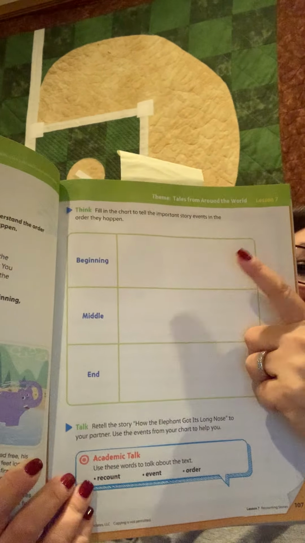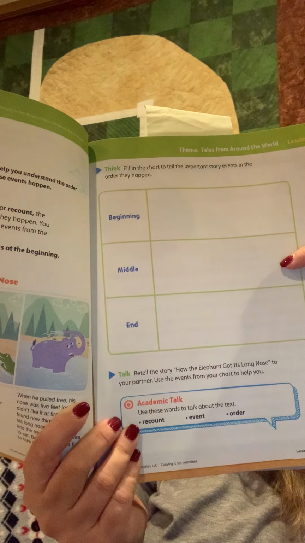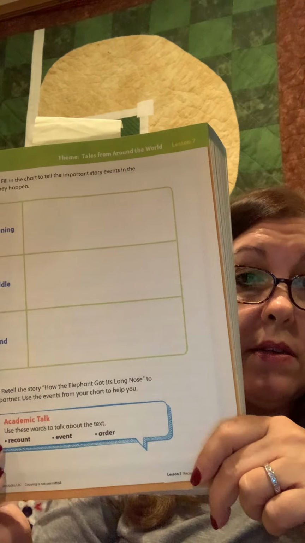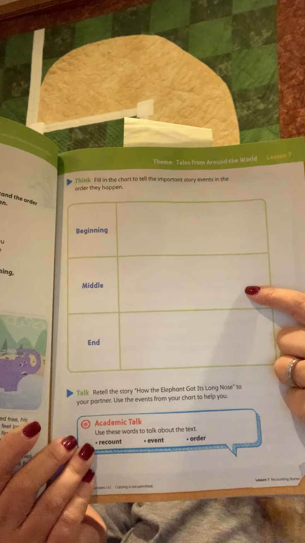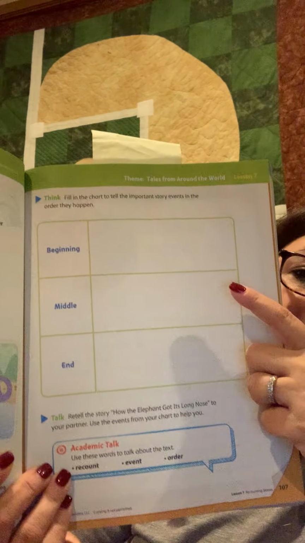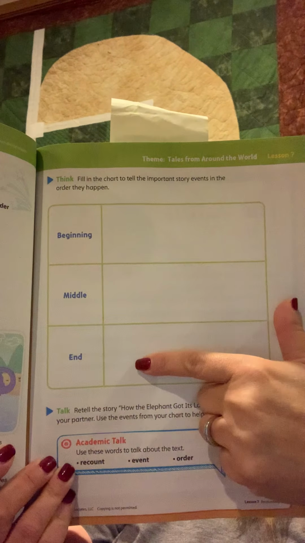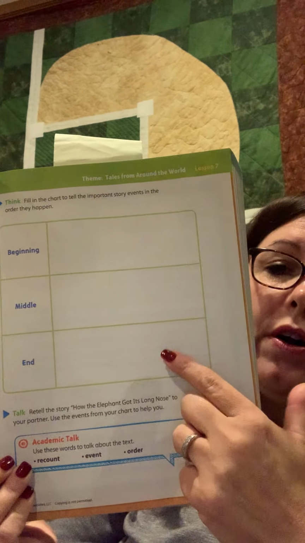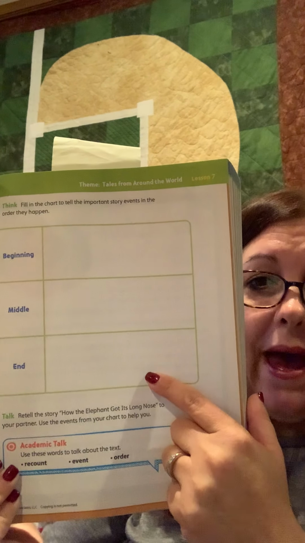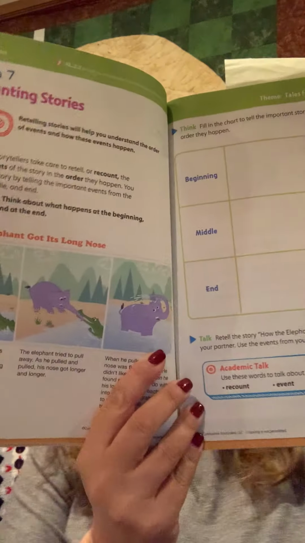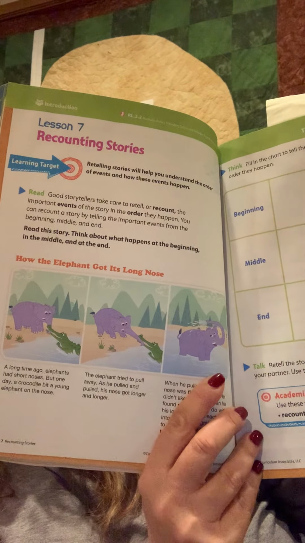One of the things you may have put for the beginning was that the crocodile bit the elephant's nose. Then what happened in the middle of the story? The elephant pulled away, his nose got longer, and then in the end, he could do new things with his long nose, like take that fun bath. The beginning, middle, and end of this cute little story.